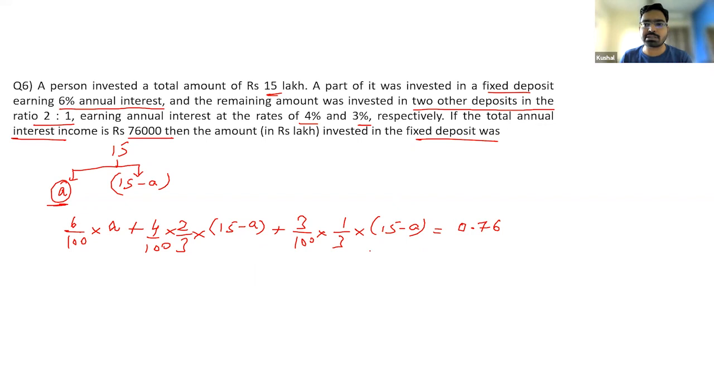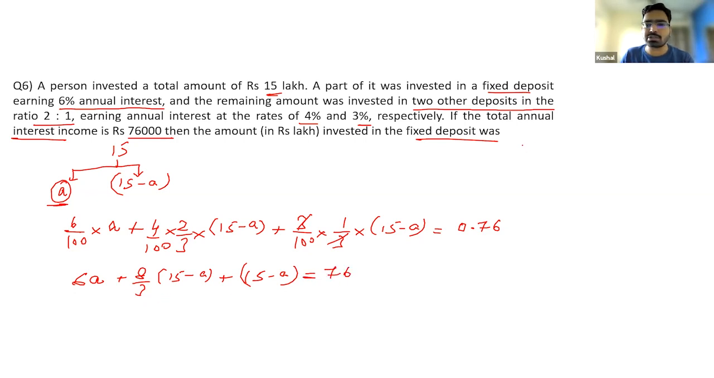Be very watchful with such errors on the paper. Okay. Let's just try to solve this. Everything has got 100 in the denominator. So I'm going to multiply the entire equation by 100. 6A plus 8 by 3 into 15 minus A, the 3 will get cancelled out, and 100 will also get cancelled out. So you'll get 15 minus A over here again, and this should be 76.